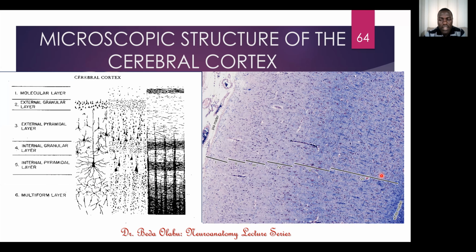Layer 6 is a mixed region called the multiform layer. It's a transition between the cortex and the white matter. It's a transition zone with many mixtures of cells, no specific function. It's just a transition zone. So these are the histological layers of the cerebral cortex.